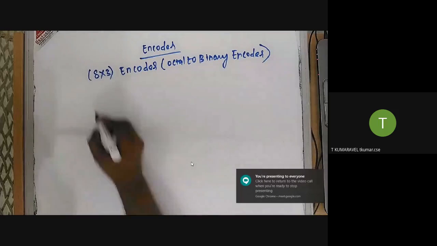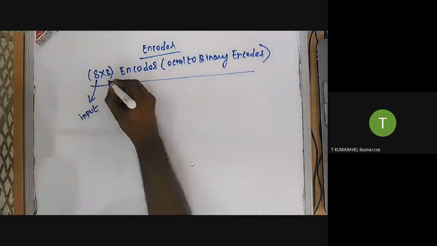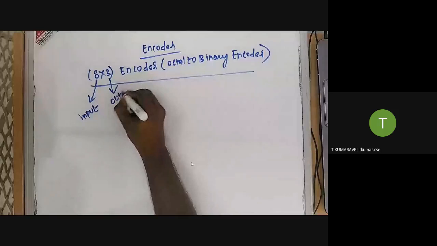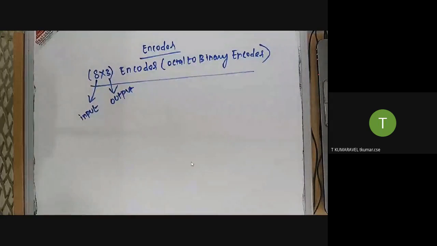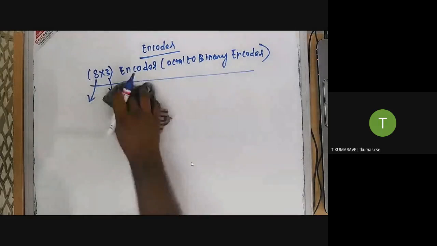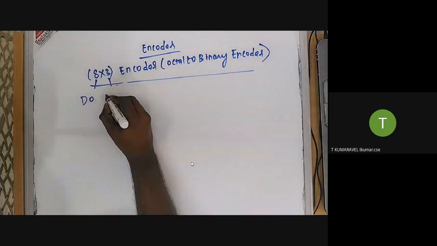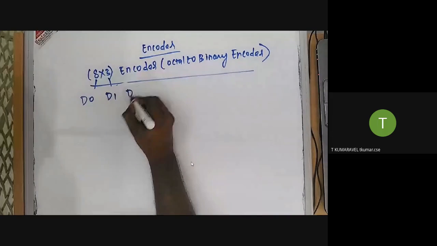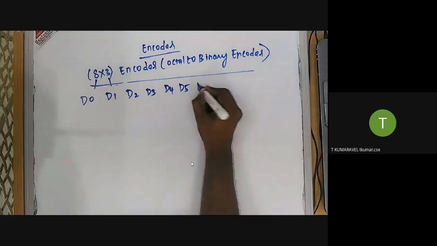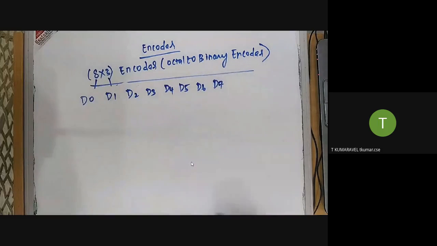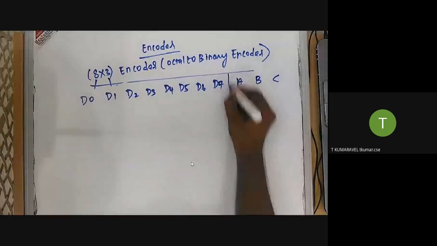Okay, what do you understand from this? 8 is the input and 3 is the output. The meaning is we are going to provide the input as 8 bits and it is going to produce the output as a 3 bit combination. Now based on that, I'm going to form the truth table with D0, D1, D2, D3, D4, D5, D6, D7 as inputs. What are the outputs? A, B, C.